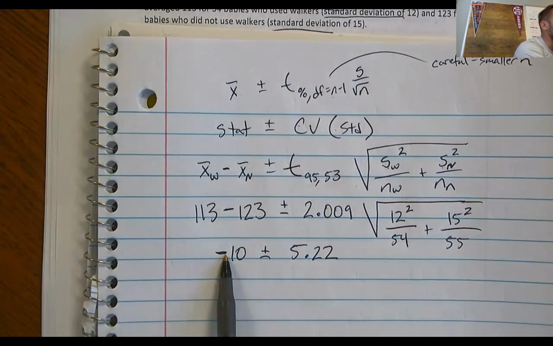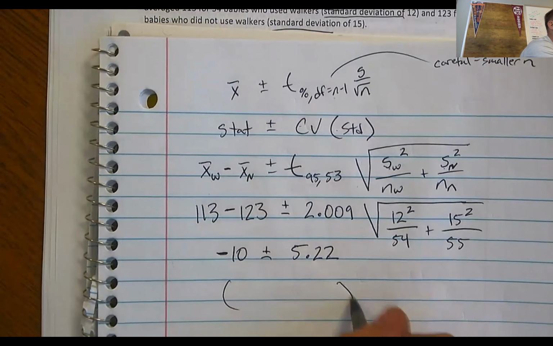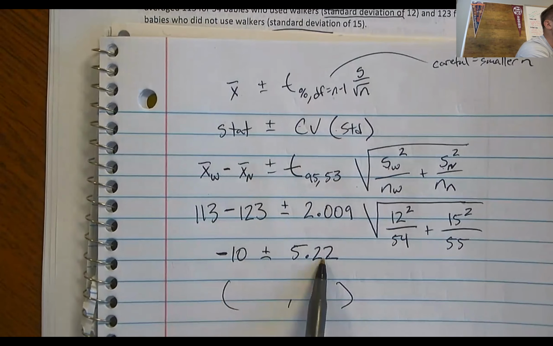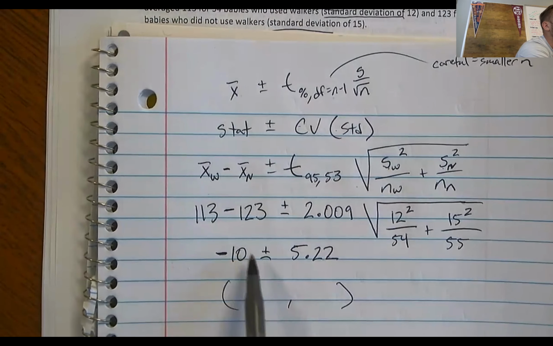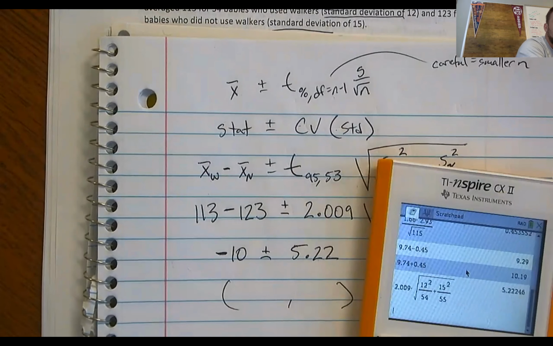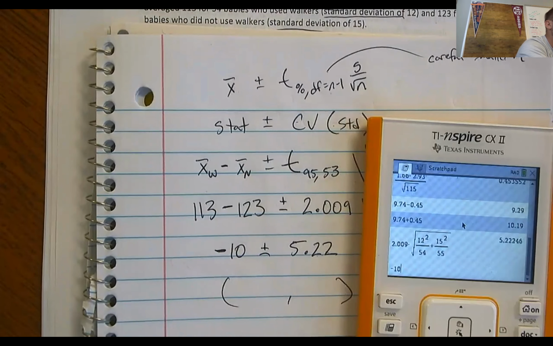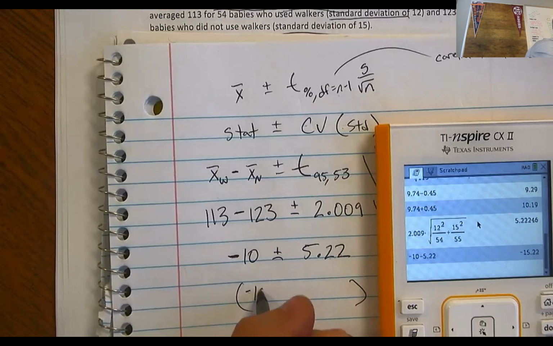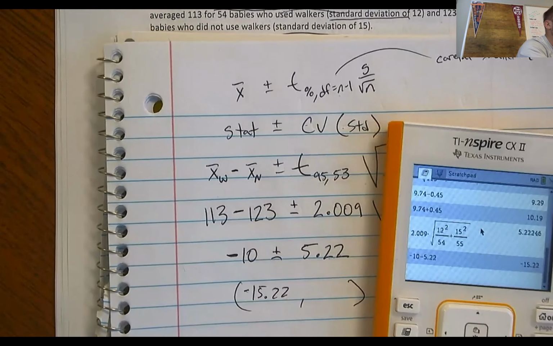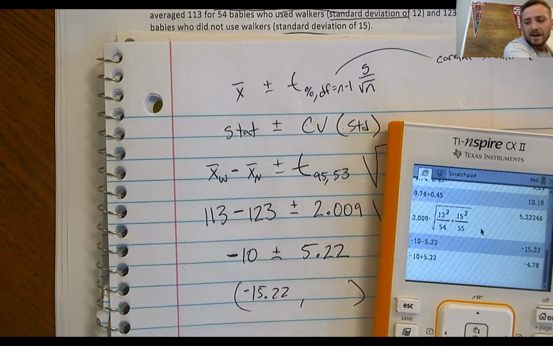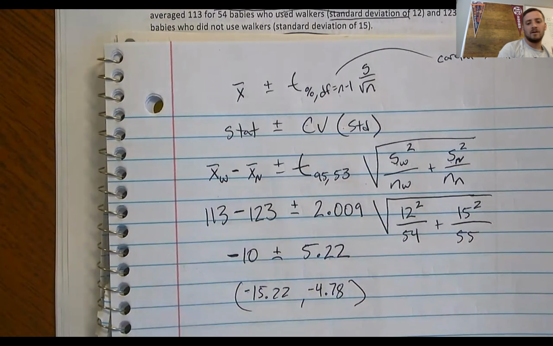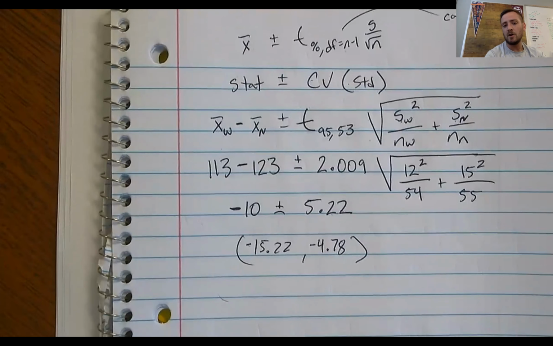So we have our statistic and we have our margin of error. Now to get our lower bound and our upper bound, we simply do -10 minus 5.22, and then -10 plus 5.22. -10 minus 5.22, we get -15.22. And then -10 plus 5.22, and we get -4.78. So we have now found our confidence interval.